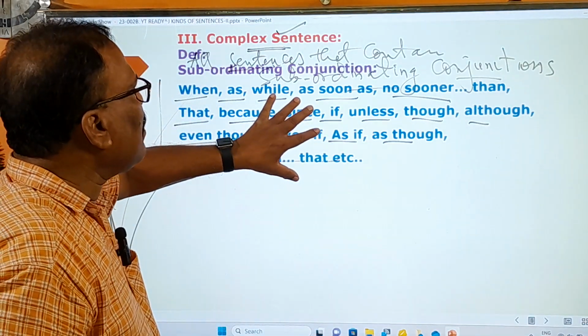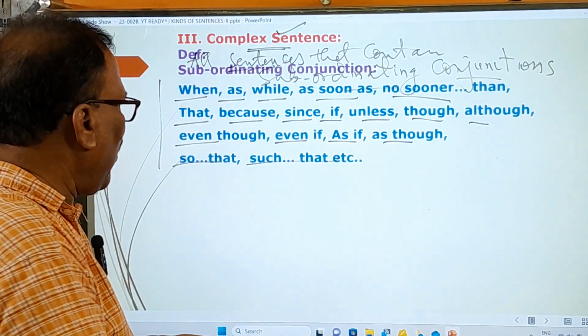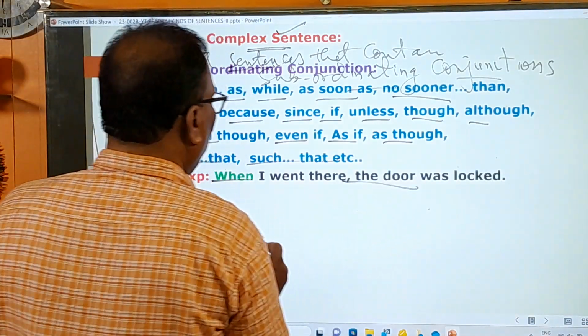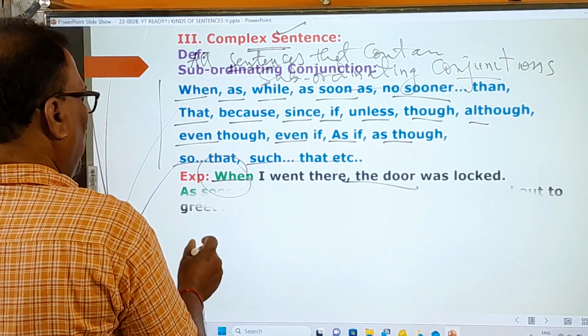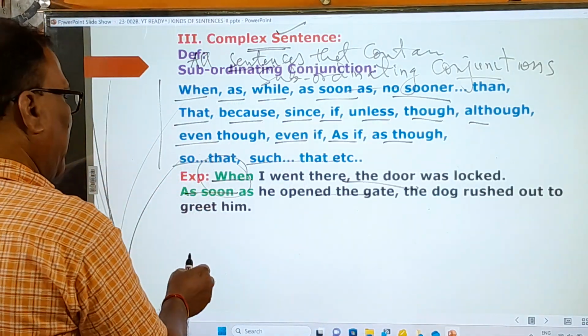So these make complex sentences, and those conjunctions make compound sentences, right? Here I'll give you just a few examples. When I went there, the door was locked. As soon as he opened the gate, the dog rushed out to greet him.